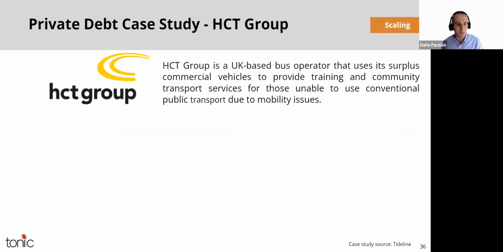Next case study is a private debt case study in HCT Group. This is a UK-based bus operator that uses its surplus commercial vehicles to provide training and community transport services for those that are unable to use conventional public transport due to mobility issues.